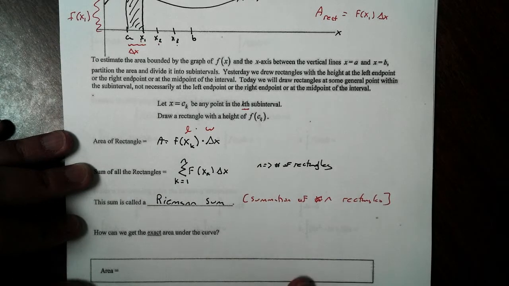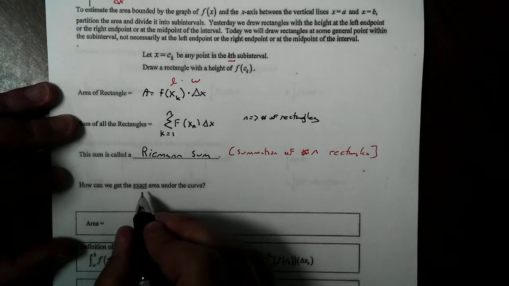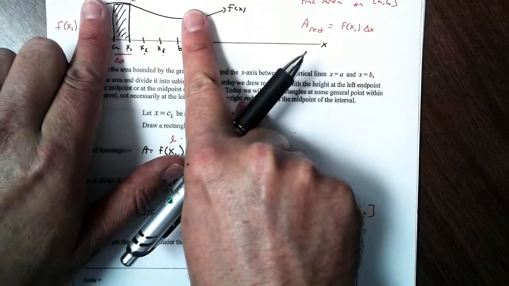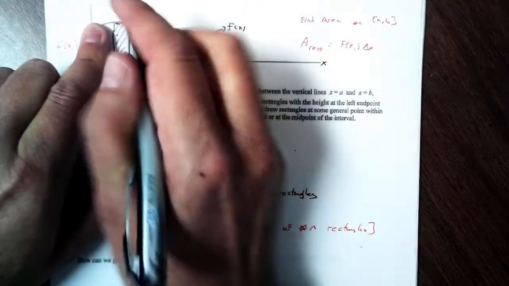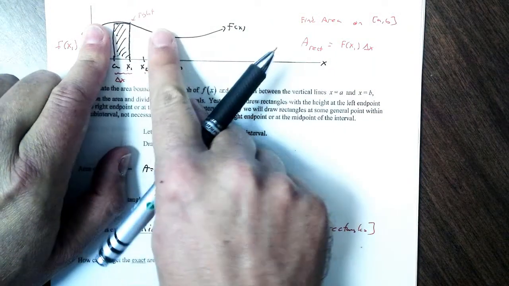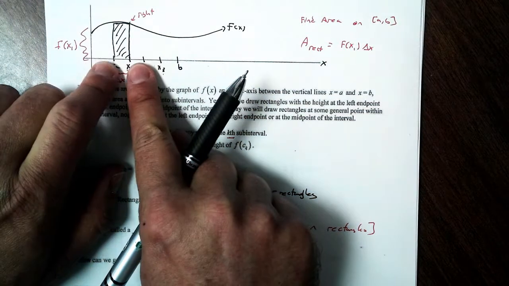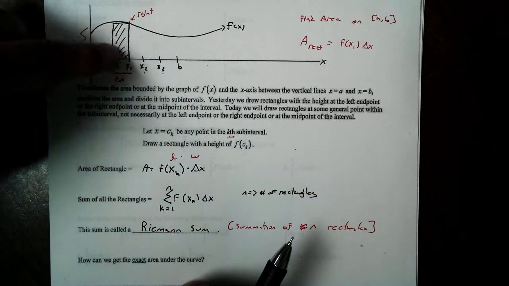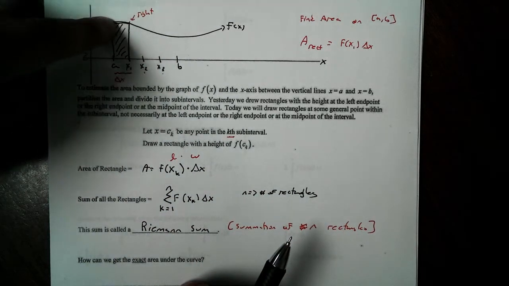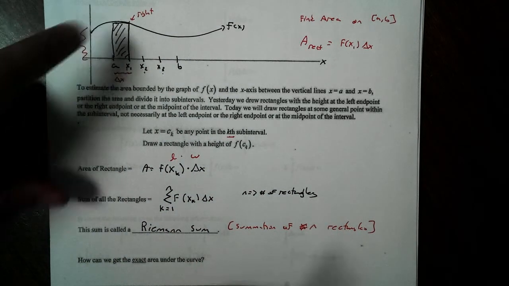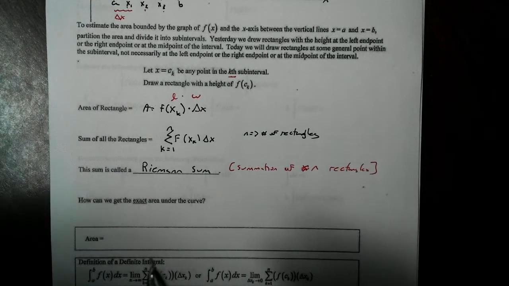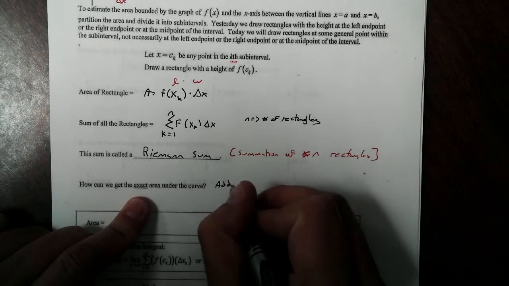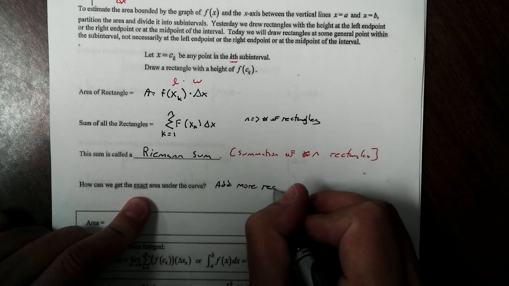So the next question that we want to ask ourselves, well, how do we get the exact area under the curve? And you might be thinking, well, if I want to get the exact area, I need to minimize this little error up here. So to do that, what if I made more subintervals? What if I made smaller rectangles? If I make smaller rectangles, I am going to get a smaller error up top here. So that's exactly what we're going to do. That's what Riemann said to do. If you want to get the exact area, you just need to add more rectangles.